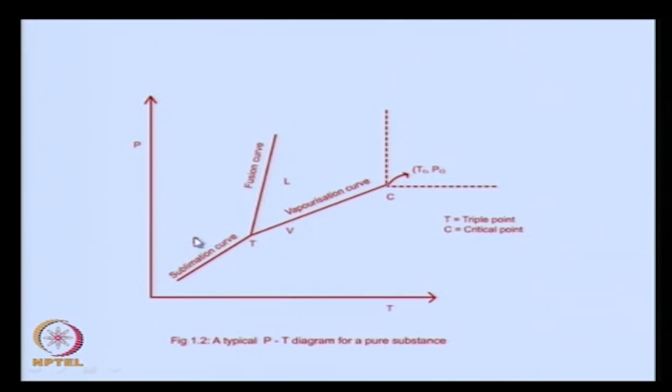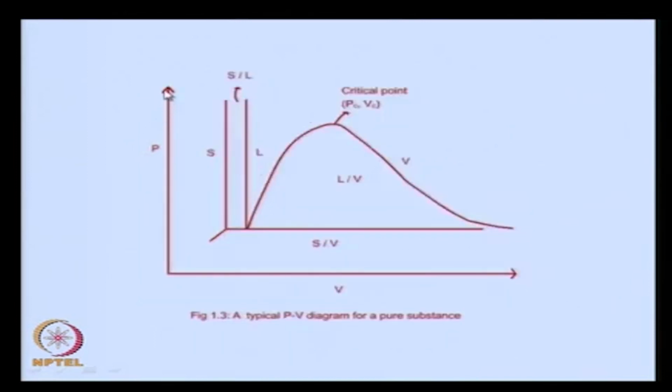Therefore, in this course we will essentially look at solid, liquid and vapor phases and the demarcating regions. In contrast to this, if we look at the pressure versus specific volume diagram for a pure substance, we saw that these combinations of specific volume and pressure would result in a solid. These combinations would result in a liquid, and these values of specific volume and pressure would result in a vapor.